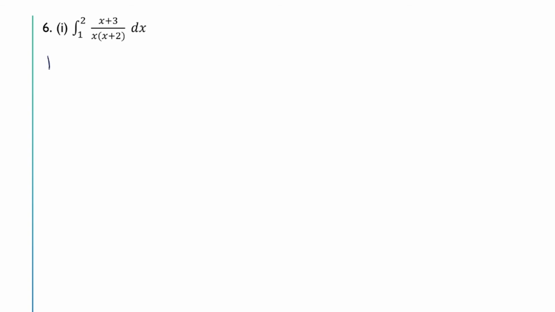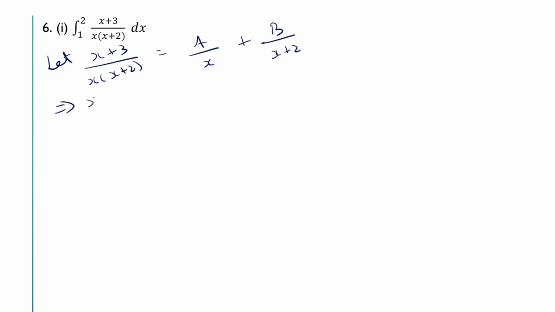So what we have to do, we have to take let (x plus 3) upon x into (x plus 2) is equal to a by x plus b by (x plus 2). So from this we get x plus 3 is equal to a into (x plus 2) plus b x.